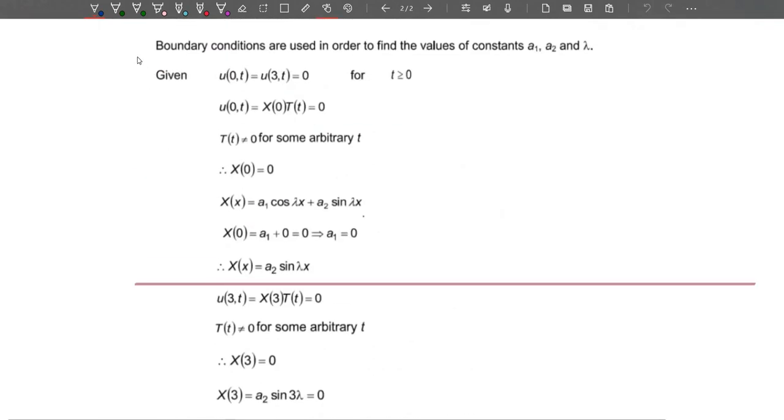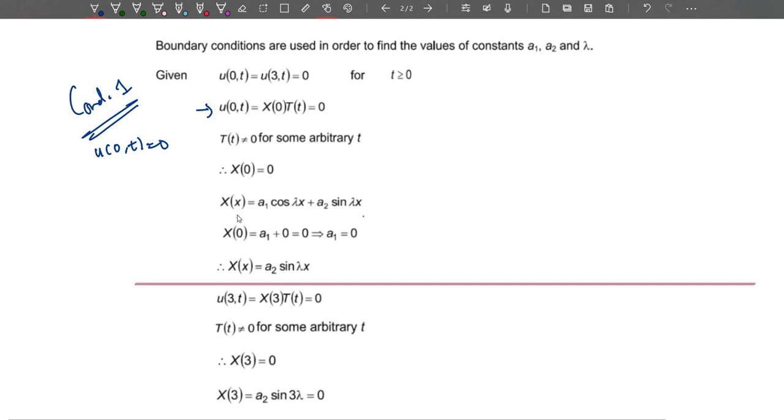Okay, we will apply the boundary conditions. This is the first condition. Condition 1, given that u(0,t) equals u(3,t) equals 0. So the first condition that we're going to consider is u(0,t) equal to 0. Since u(0,t) equals 0, that means X(0) T(t) equals 0. T(t) does not equal 0 for some arbitrary t. That's why X(0) equals 0.